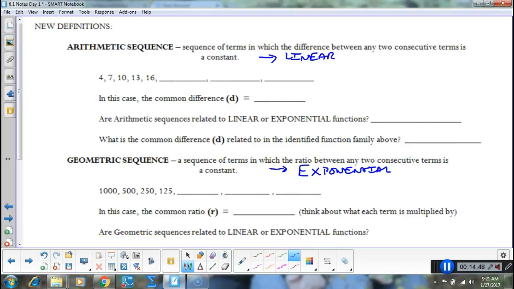Okay? All right? So, if it's arithmetic, it's linear, we're always adding. Okay? And I use adding loosely because you could be subtracting, but subtracting is just adding the opposite. Okay? All right? Geometric, you are multiplying.